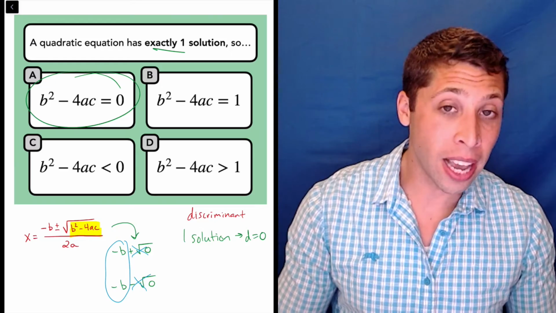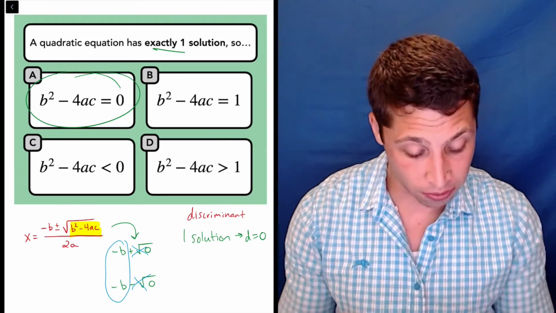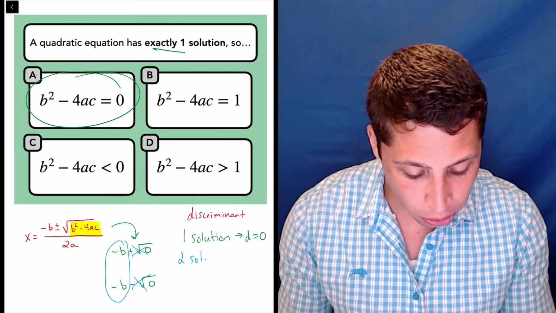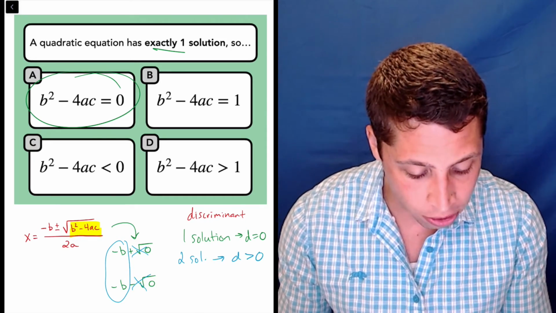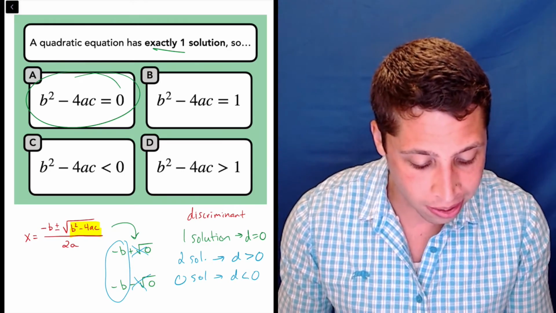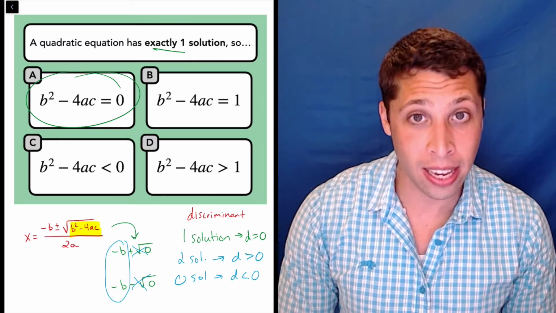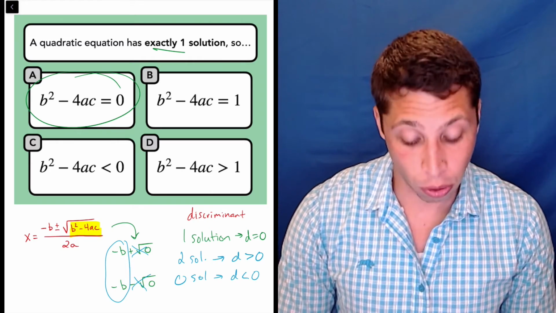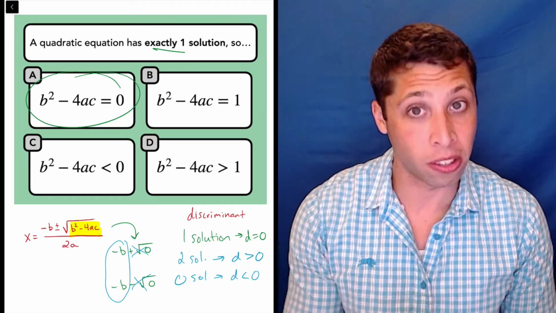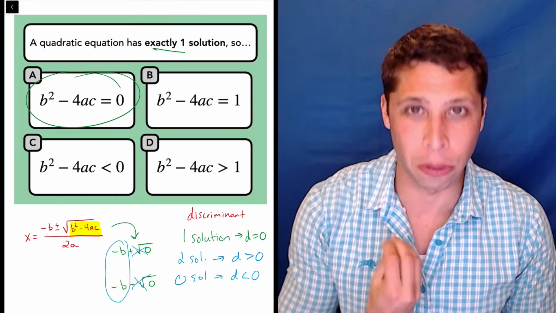So this is something, again, to memorize if you are shooting for a top score. The other two components are that there will be two solutions if the discriminant is greater than 0, and there will be 0 solutions if the discriminant is less than 0. And that last one is the easiest to memorize because you cannot take the square root of a negative number. So if the discriminant were negative, we would not be able to have any solutions because you can't take the square root of a negative number.